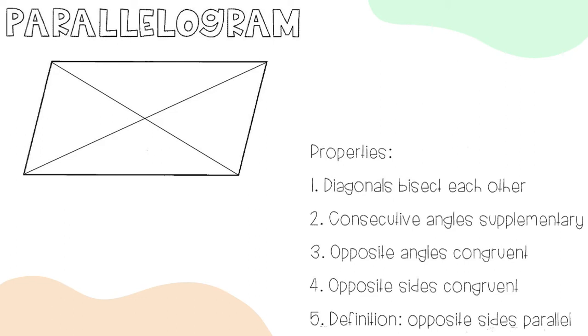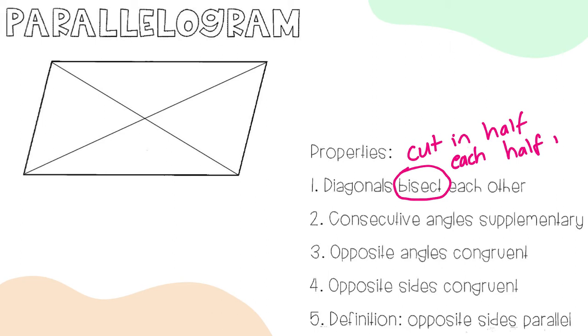So to start us off, we are going to look at a parallelogram. Now, a parallelogram is kind of the foundational point at which we're going to start, and it has the most amount of properties. So it's going to have diagonals that bisect each other. So this word bisect, in math, we use this to think about cutting in half. And each half is congruent to the other half.